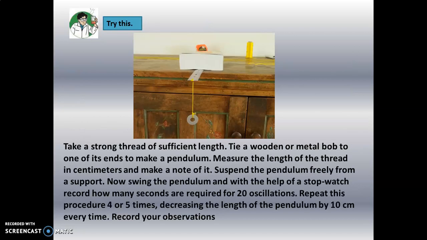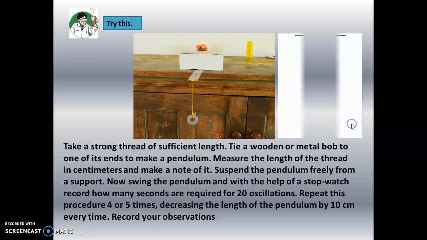Okay, now let's take one more experiment. This is a pendulum. This is a metal bob that is attached to one end. I have measured the length of the thread in centimeters, and I have suspended the pendulum freely from a support. Now I am going to swing the pendulum, and with the help of a stopwatch I am going to record how much time is required for 20 oscillations.